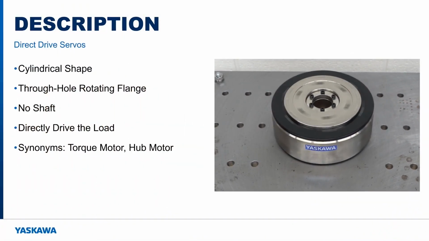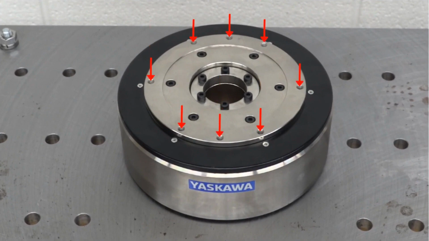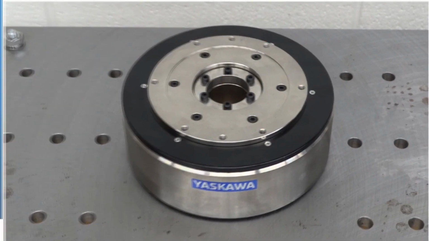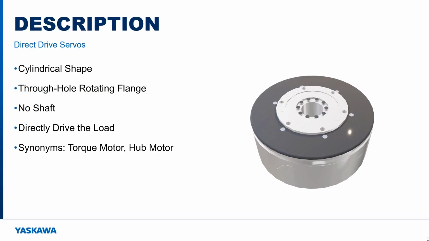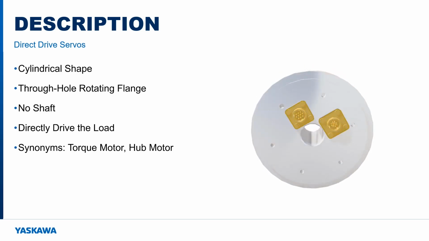There is no motor shaft like you'd see on a standard servo motor, but the rotating part is still called the rotor, with mounting holes along the flange. The load attaches directly to the flange of the motor, hence the name direct drive motor. Even this small unit is pretty heavy, so I'll use a 3D model for the rest of this description. The part that does not move is called the stator. It's where the cables connect. The stator also has mounting holes, which bolt to the machine frame. Motors like this may also be called a torque motor or a hub motor.